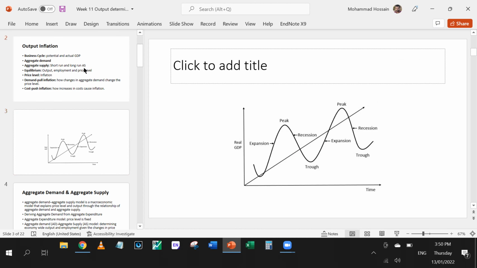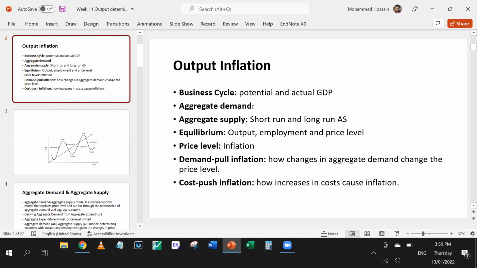Then we'll talk about aggregate demand, then aggregate supply, the equilibrium situation of business, and price level. That's what inflation is about. And inflation is of two types: demand pull inflation and cost push inflation. So the topic is not very long today. It's a very short topic, and I think we have only around 20 slides.